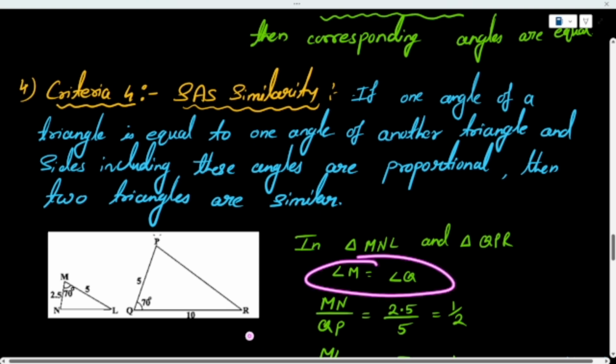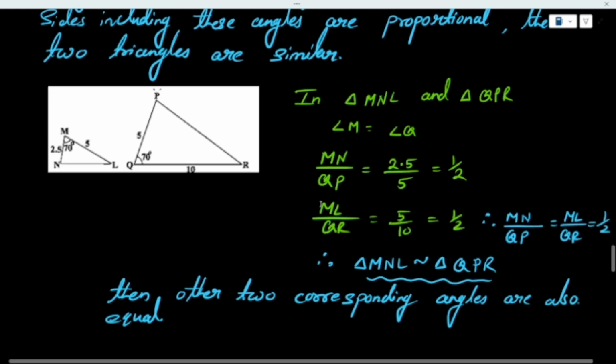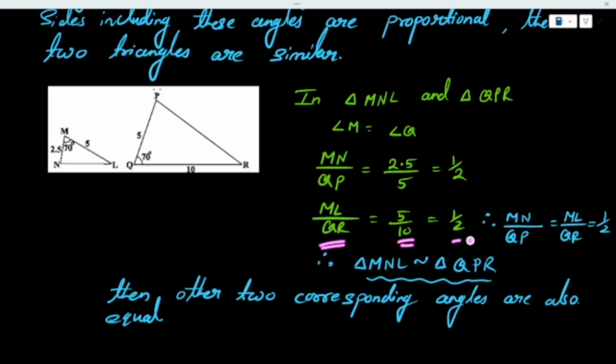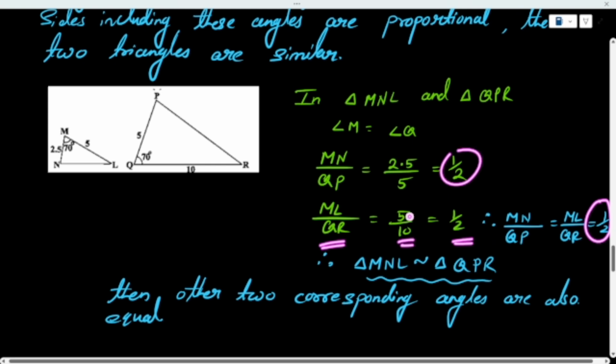Angle M is equal to angle Q, and from MN you will take Q to P. So order is very important in correspondence. This is half, and here also ML by QR is 5 by 10. Because these two corresponding side ratios are equal to half and the angles are equal, using SAS similarity you can say that this triangle is similar to this triangle. And the moment the triangles are similar, automatically angle N will be equal to angle P and angle L will be equal to angle R. So these are the similarity criteria.